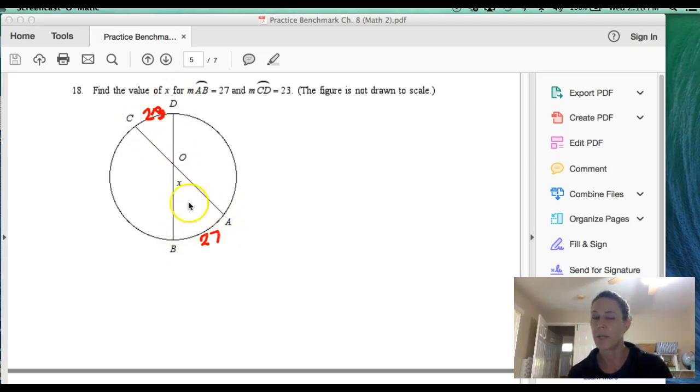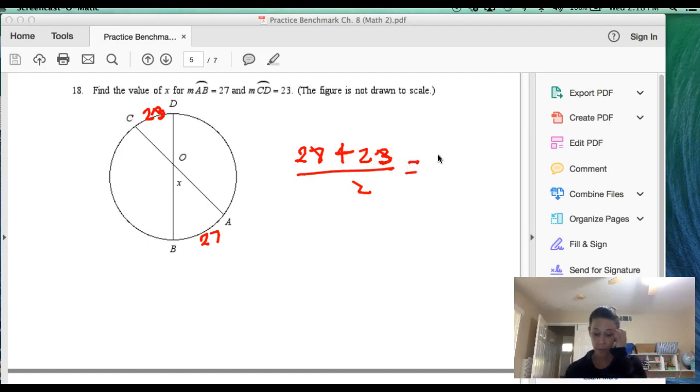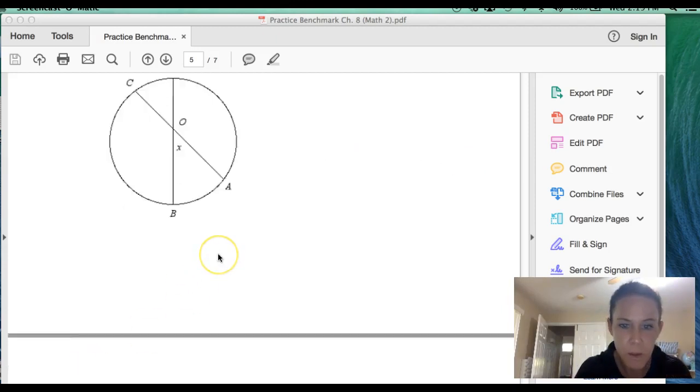It's somewhere in between. So to find this angle, these are vertical angles, so they're going to be congruent. But to find either of these angles, we average the two arcs. This arc plus this arc, divided by 2. 27 plus 23, divided by 2, and we're going to get 25. So there's your x.